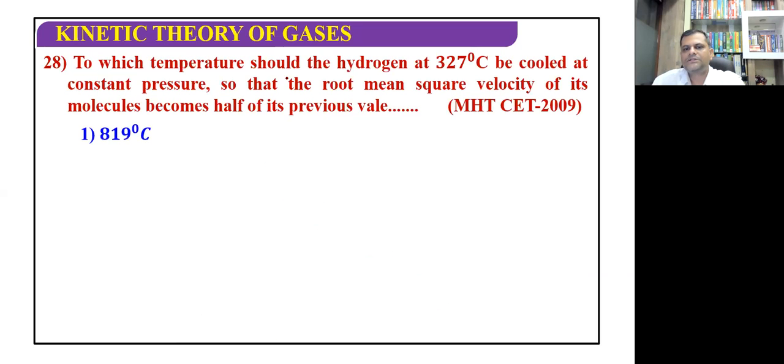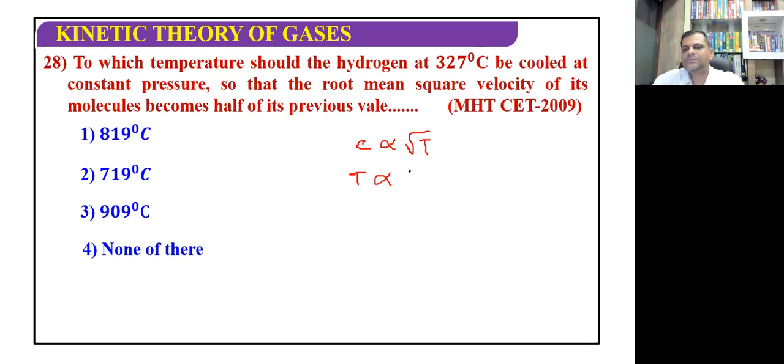Okay. To which temperature should the hydrogen at 327 degrees Celsius be cooled at constant pressure so that the RMS velocity of its molecules becomes half of its previous value? Okay. तो हमको अभी RMS velocity जो है वो हमको half करना है. Again we can say that this RMS velocity is proportional to root of T, correct? So we can say that T is proportional to C square, right? C square के साथ वो डिपेंड करता है. अगर C को हमको आधा करना है तो T को क्या करना पड़ेगा? 1/4 करना पड़ेगा. So T dash has to be 1/4 of T, and T is already 327 degrees Celsius.